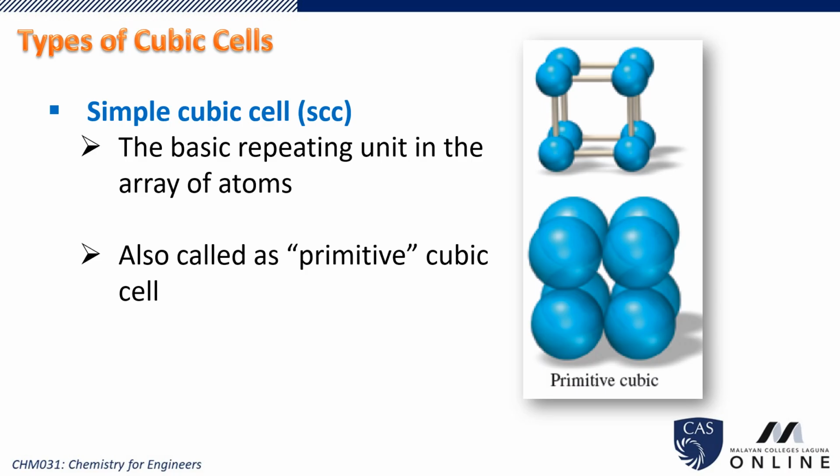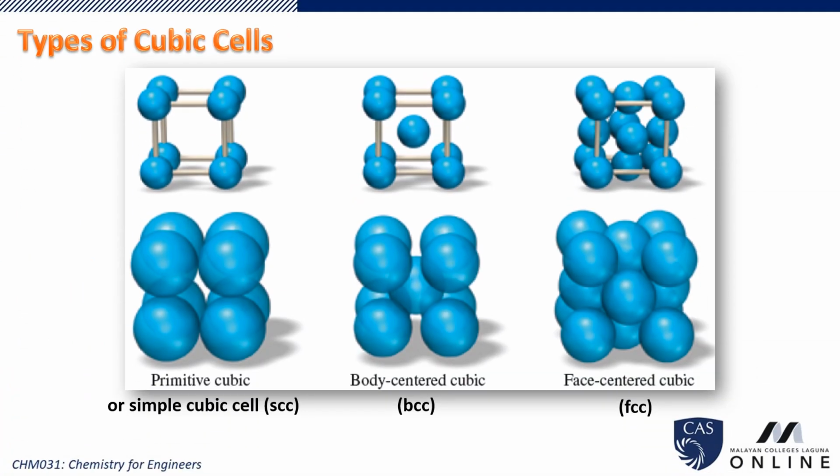The cubic system has 3 main types: the simple cubic system, the body-centered cubic system, and the face-centered cubic system. These differ in how atoms are arranged inside the unit cells. In simple cubic, atoms are only at the corners. For body-centered cubic, it has an additional atom in the center. And for face-centered cubic, it has atoms at the centers of each face.